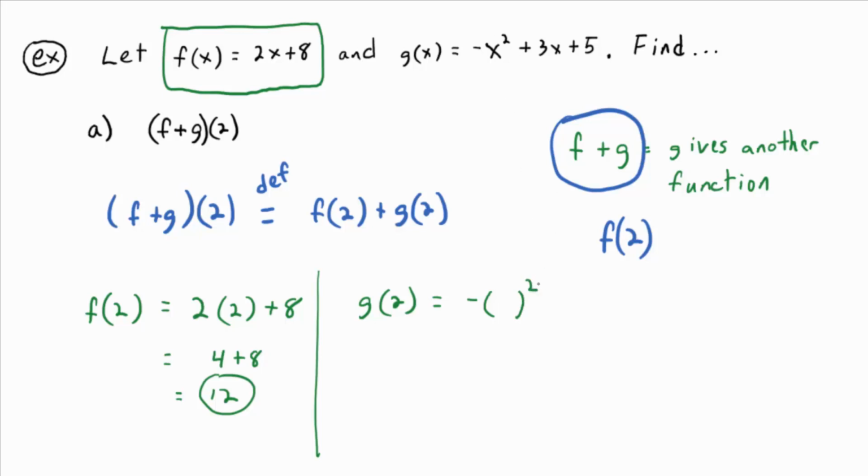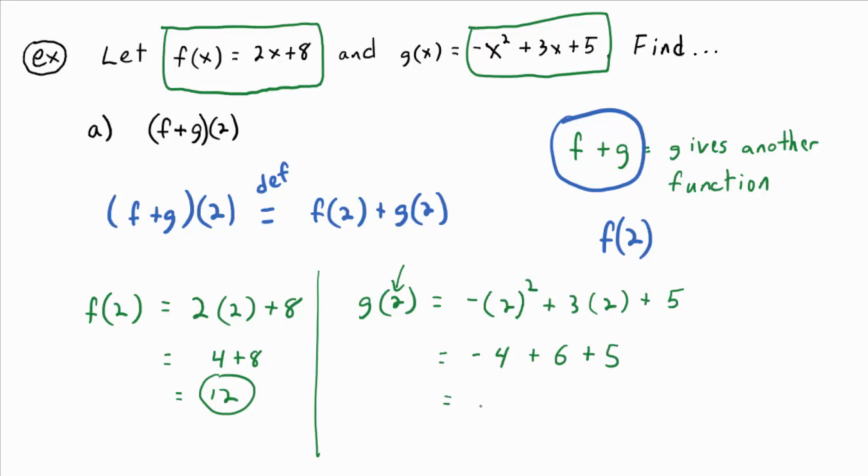So I suggest, we're plugging into this formula, right, to find g of 2. I suggest you replace x with a set of parentheses for each occurrence of x. And in that set of parentheses, you put whatever that input is over there on the left side. So it's 2 both times, right? Okay, do the exponent first. 2 squared is 4, but you have to take the opposite of it, right? So the opposite of 2 squared is negative 4. Plus 3 times 2 is 6 plus 5. 11.